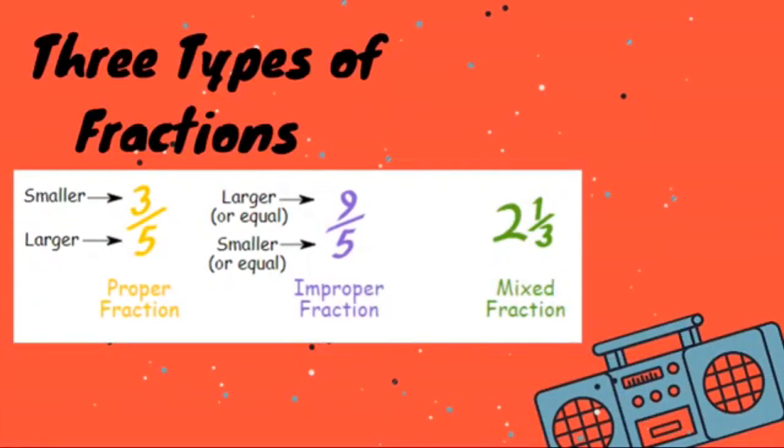Before continuing with your lesson, we can conclude that there are 3 types of fraction. First, a proper fraction where the numerator is smaller than the denominator. Second, an improper fraction where the numerator is bigger than the denominator. Third, a mixed number where it is a combination of a whole number and a proper fraction. So I hope now you already know how to identify each type of fraction.